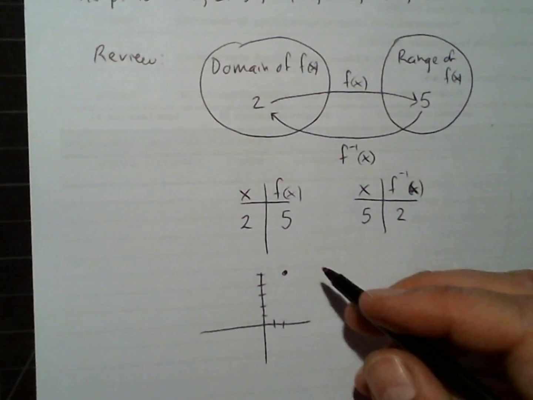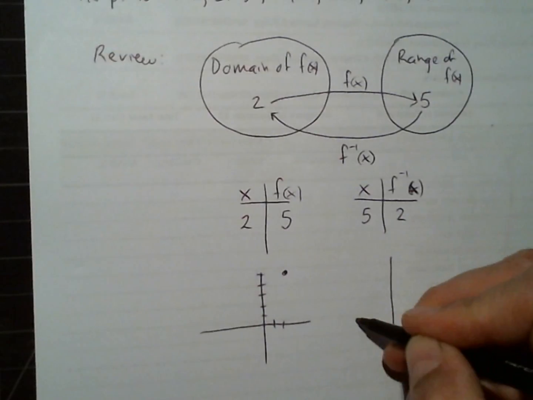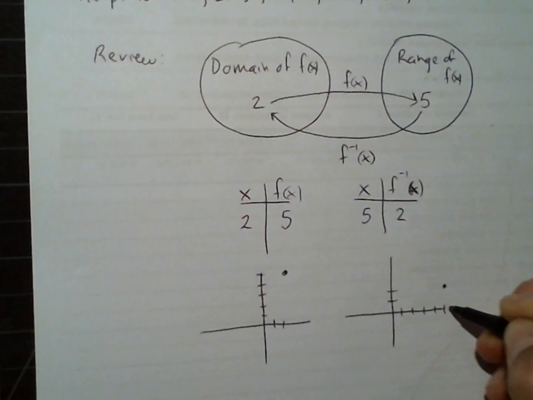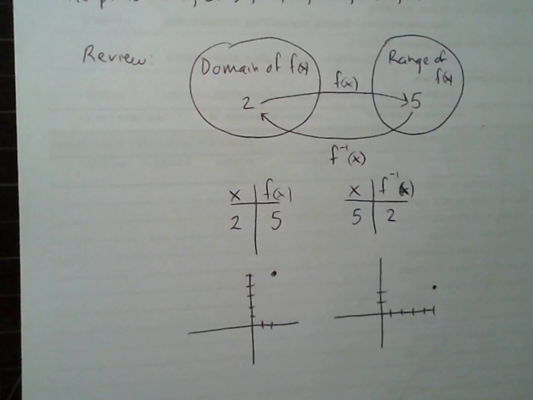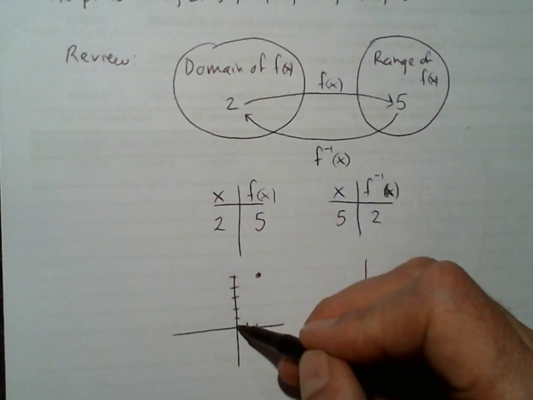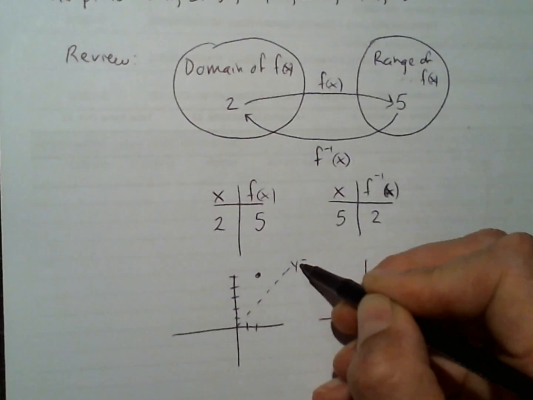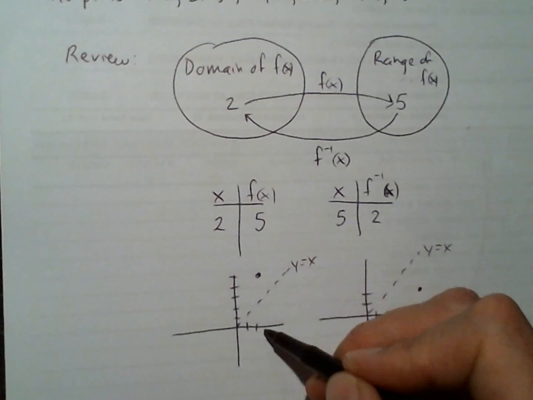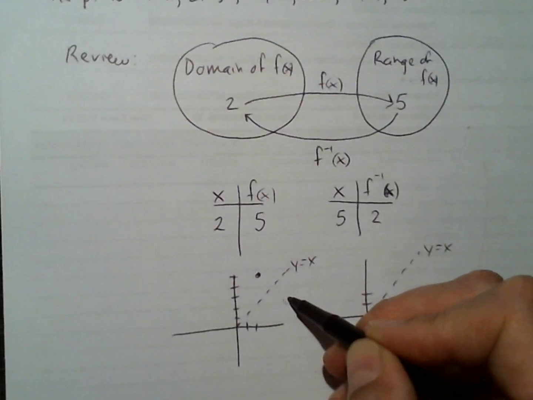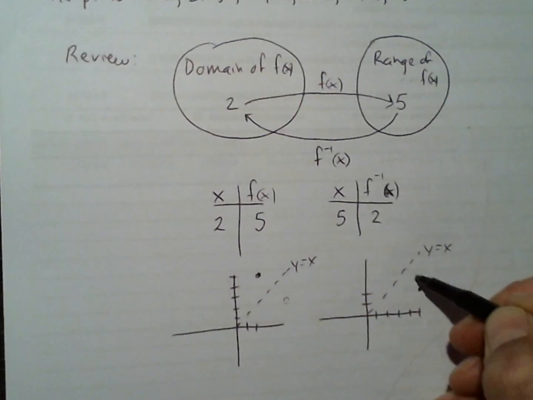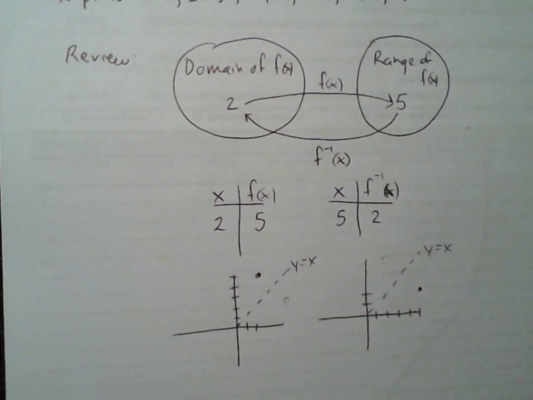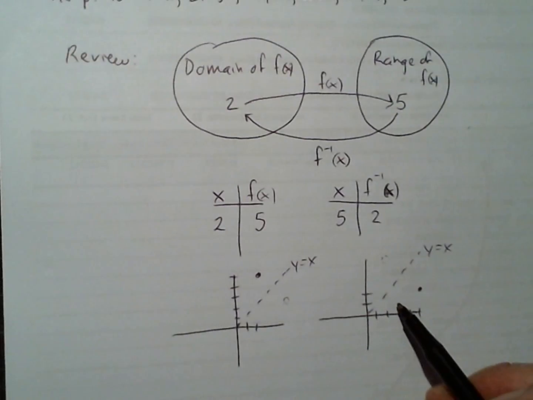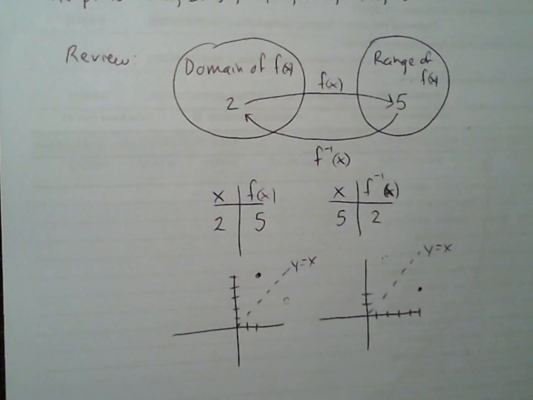So the point is there. That's the graph of f of x. Here's the graph of the inverse, 1, 2, 3, 4, 5. And they are symmetric to the line y equals x. So this point reflects down here, and that would be that point. This point reflects up there, and that would be that point. So we see a symmetry to y equals x. That's the graphical characteristic of inverse functions.